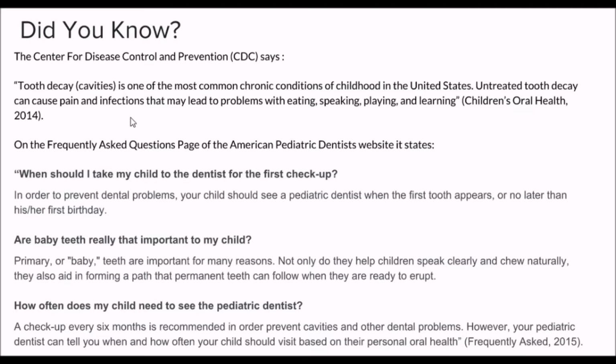That's what's recommended. Also, babies' teeth are really important to our children because our primary baby teeth make a pathway to our adult teeth, so they do affect our adult teeth. I also read from the American Pediatric Dentists that if a child has more cavities, it can cause more cavities in their adult teeth. So baby teeth are important to take care of.